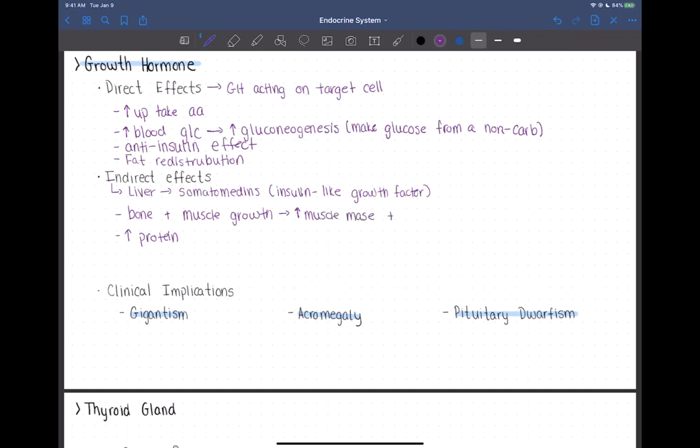So this would see an increase in muscle mass, and we'll say bone length. We'll do length/width, and we'll kind of talk about that. Some stuff you should have learned in A&P 1, coming back. And then this was protein synthesis. Those are going to be indirect effects. So then let's talk about some clinical implications. If there are problems, let's say with the anterior pituitary and production of growth hormone, maybe there's too much, too little, what effect does that have on the body?